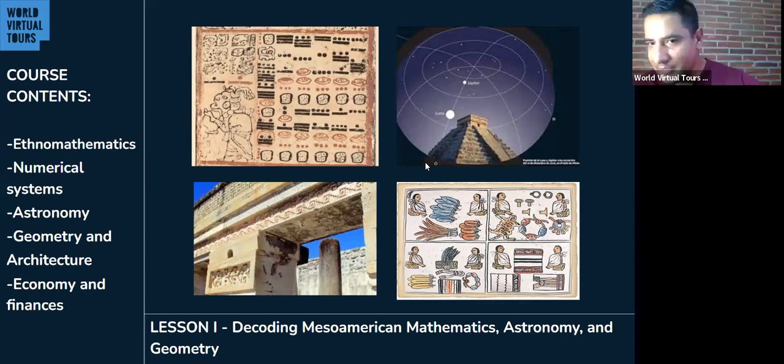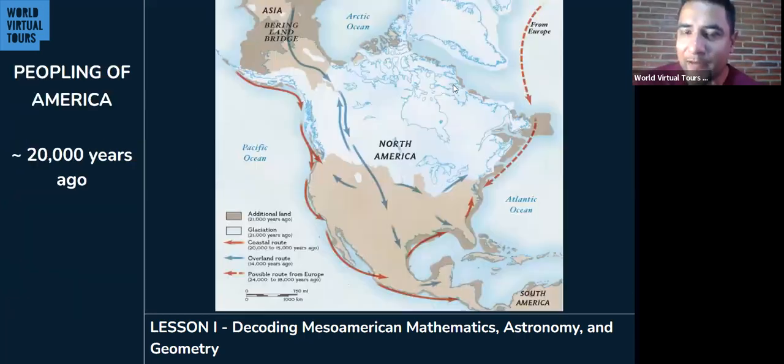So let's begin with the first part. Let me first give an introduction, specifically speaking about ethnomathematics, so we can understand how the system has a logical reason to be like it is. Okay, so let's speak about the peopling of America.